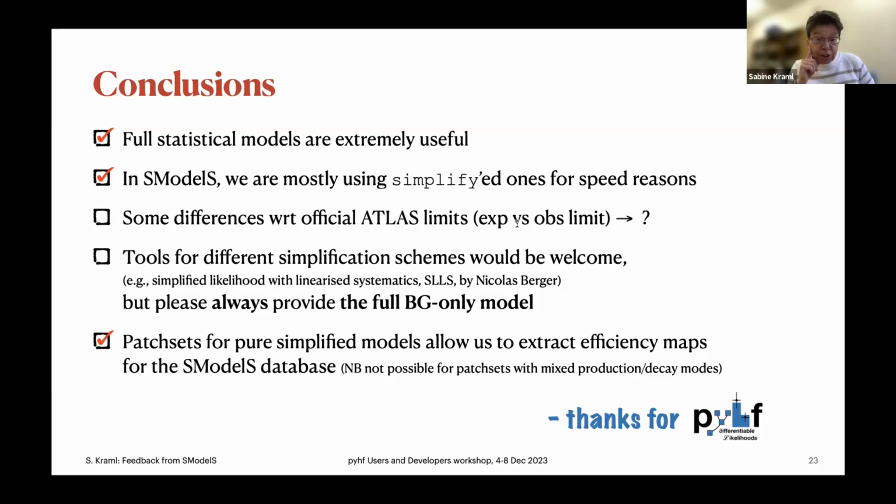Tools for different simplification schemes would be really welcome. This is something we've been discussing for a while. So, for example, the simplified likelihood with linearized systematics proposed by Nicolas Berger would be interesting. But in any case, it's really good to always have the full background only model because one can always simplify afterwards. And the last point is that patch sets for pure simplified models are also very useful because they allow us to extract efficiency maps.